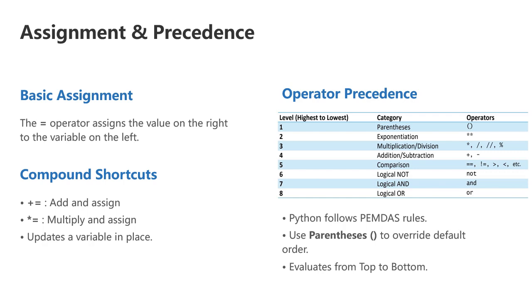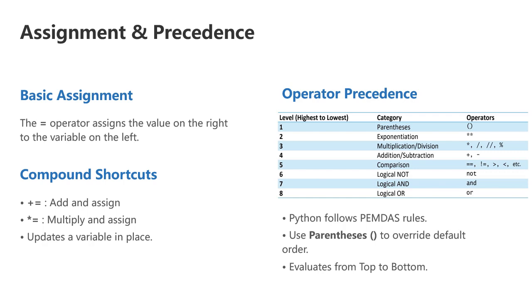First, we have basic assignment. In Python, the equals sign isn't for checking if two things are the same. It's a command to take the value on the right and store it inside the variable on the left. To make our code more efficient, we use compound shortcuts like plus equals or multiply equals. This allows you to update a variable in one quick step, which is much cleaner than writing the variable name twice.